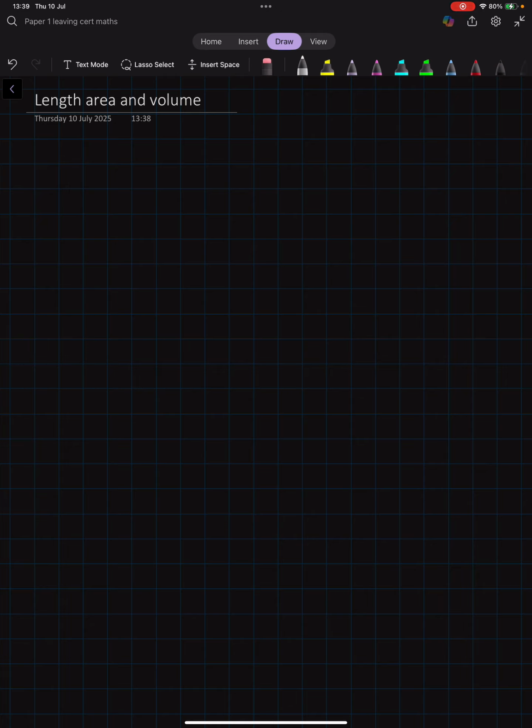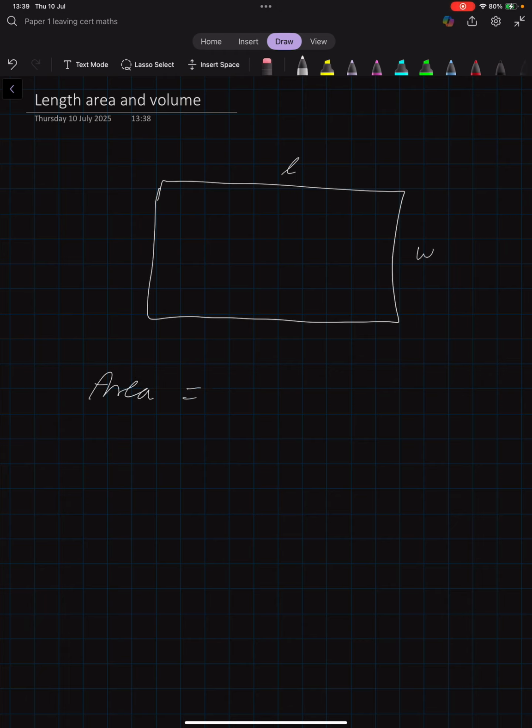In this video, I'm going to cover length, area, and volume of different shapes. First of all, for a rectangle or a square, the area is just length by width. So area is just L times W. That's all. Just this length multiplied by that length.